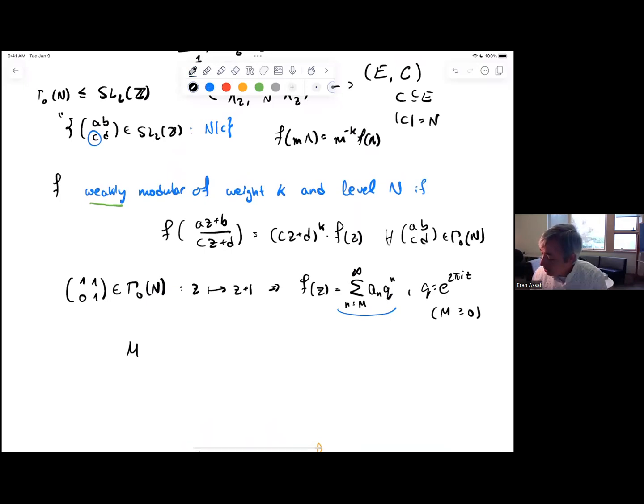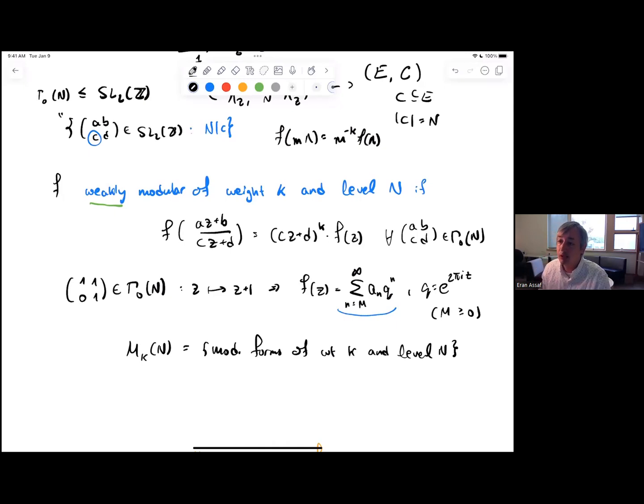So when I write M_K(N), this is really the space of modular forms of weight K and level N. Okay, I should say that when the level is not trivial, it's not enough to demand that this Q expansion will be holomorphic, will start at 0. There are finitely many cusps that we add, finitely many points that we add to compactify the space, and we need it to be holomorphic at all these points.